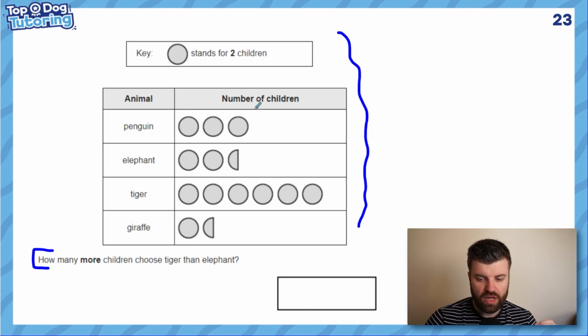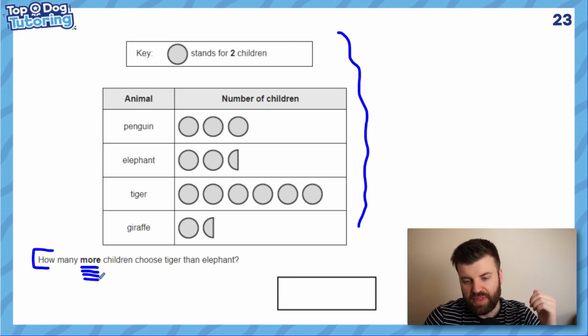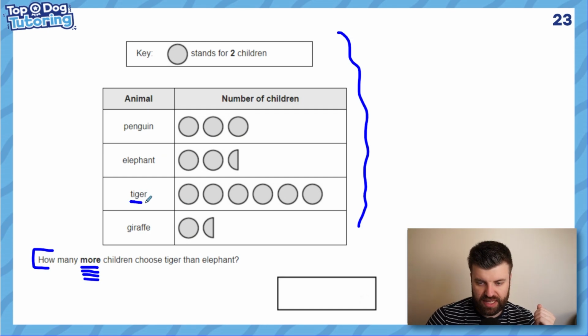So how many more children choose tiger than elephant? This is possibly the most common question when it comes to statistics, when we've got to compare 2 bits of data. So we've got to read 2 bits of data first and then compare them here by saying how many more. So it's tiger than elephant. So we're looking at tiger and elephant. Well, the difference here is this gap, isn't it? What is this gap worth? There's a few ways we can work this out.